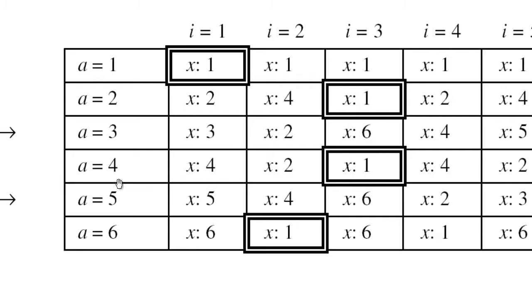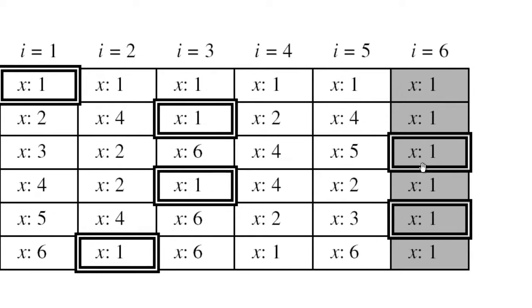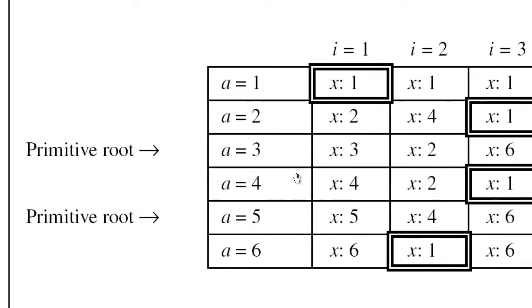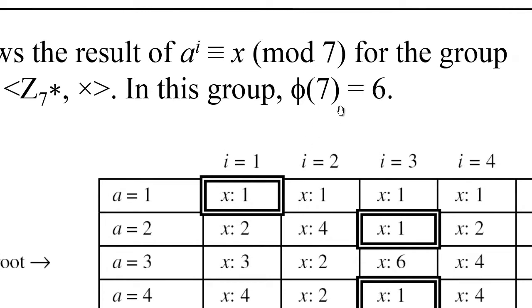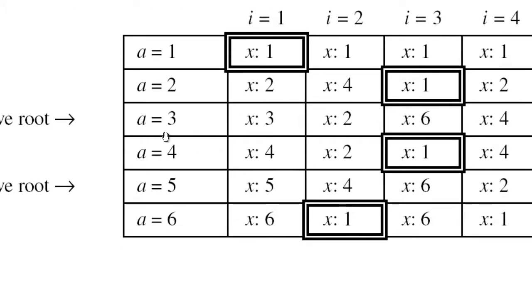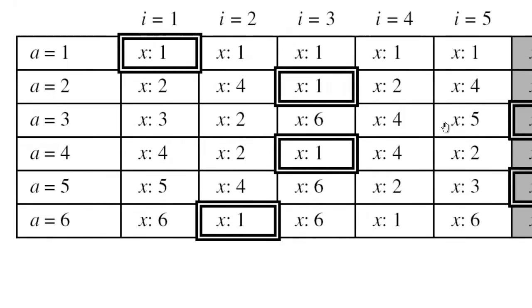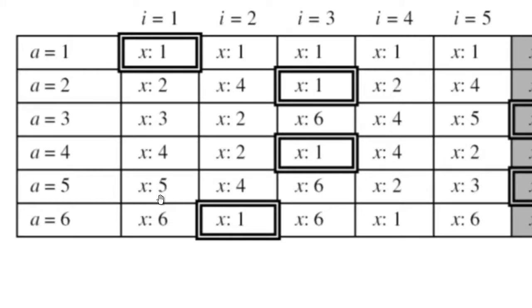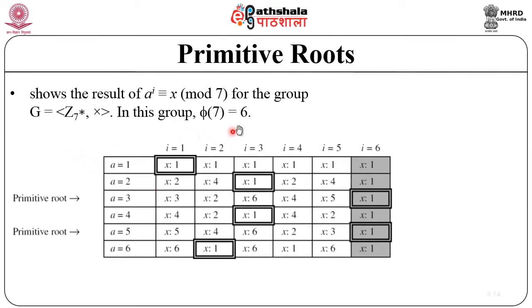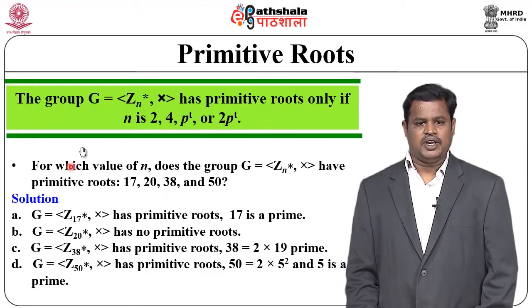Similarly, I go for a^4, again you will get 1 here, but exactly which elements are primitive roots? Always we say that the order of the group should be 6 and also the order of the element should be 6. So, we have 1 for this element of 3 and 5. So, we can say that the primitive roots for this group Z7 are 3 and 5. Like that we can do it for any group.